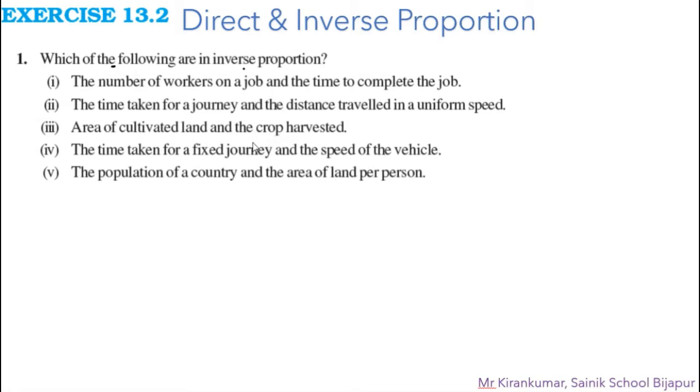Look at statement 1, the number of workers on a job and the time to complete the job. This particular statement is in inverse proportion. The reason is as the number of workers increase, the job will get over in less time. The time taken will decrease. So the first one is in inverse proportion. The reason I'll be mentioning it here.